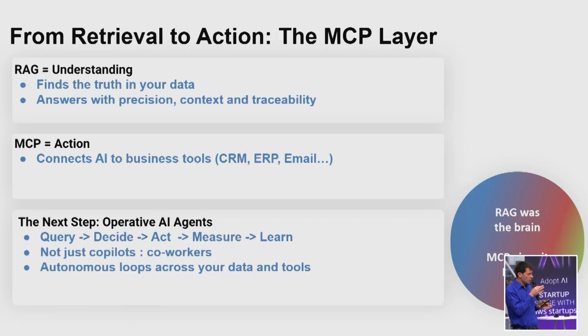And to finish, with the RAG, we have the understanding, so we answer with precision, context, and traceability. And with MCP, we can add action, meaning running APIs on your CRM, on your ERP, and doing some actions. For example, update the opportunity on Salesforce, or send an email, or update the ERP. So RAG plus MCP: with that, you have a complex system to create agents. RAG is the brain, and MCP is its hand.